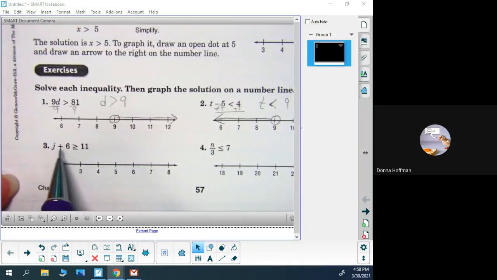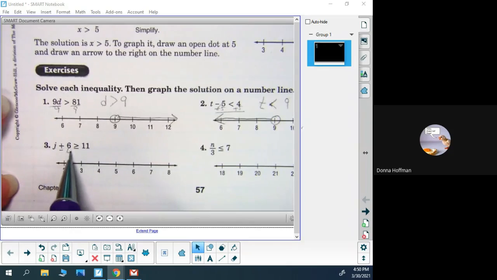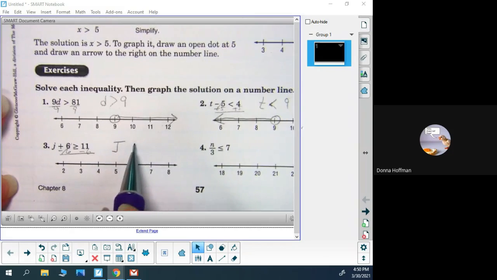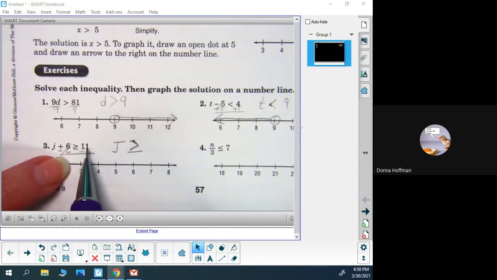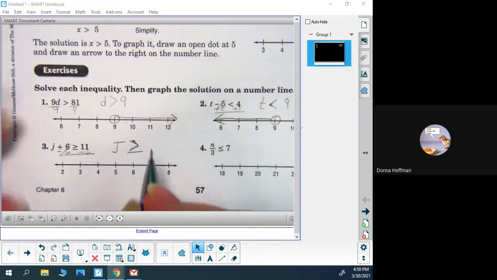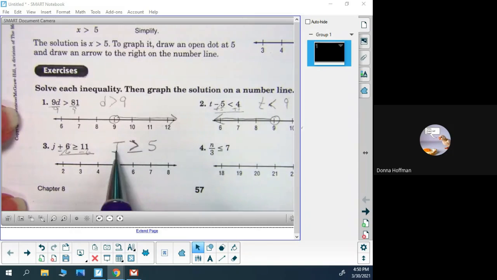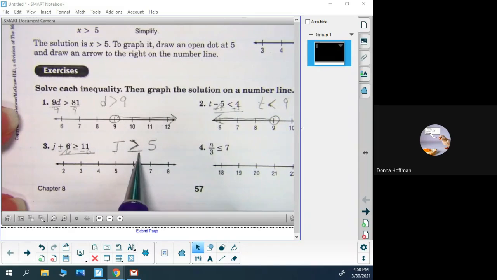Then I have J plus 6, so I minus 6 from both sides. And then I got J, and what do I have here? Greater than or equal to, okay? And then 11 minus 6 would be 5. All numbers that are bigger than or equal to 5. Oh, equal to 5. So I can close that circle in. I can include 5. Okay, all numbers that are bigger, so I go to the right, because those are numbers that are bigger.